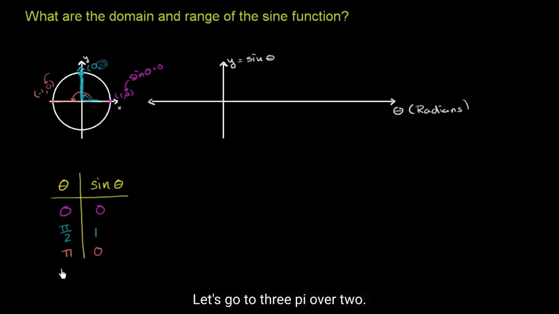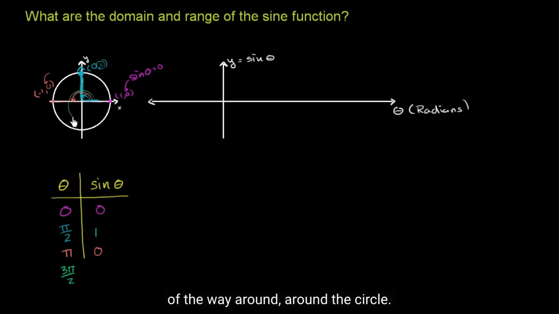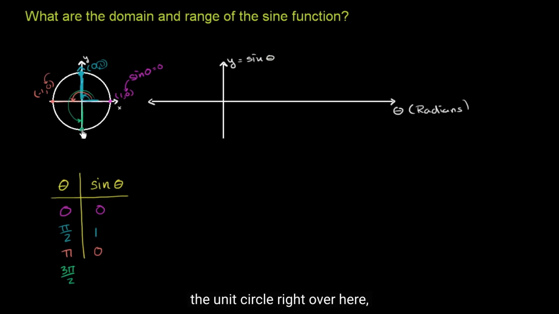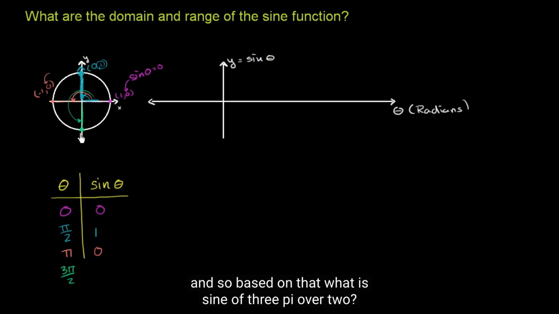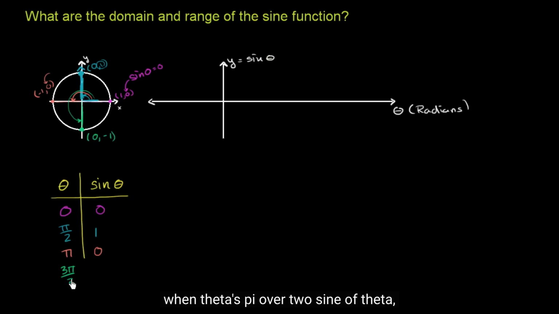Let's go to 3 pi over 2. Well, now we've gone 3/4 of the way around the circle. The terminal side of the angle intersects the unit circle right over here. And so based on that, what is sine of 3 pi over 2? Well, this point right over here is, let me be careful, 0, -1. The sine of theta is the same thing as the y-coordinate. So when theta is 3 pi over 2, sine of theta is equal to -1.